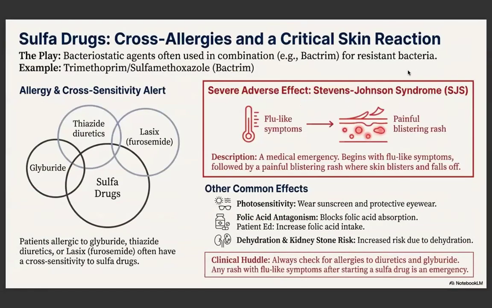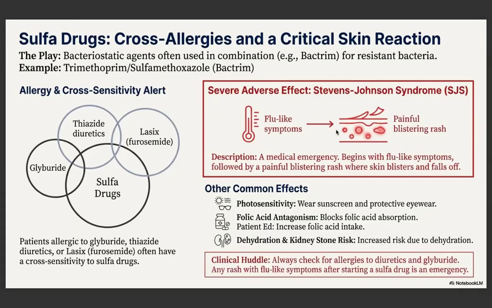So, sulfa drugs. Again, cross-sensitivity alert with glyburide and thiazide diuretics, so that's your hydrochlorothiazide, the calcium-sparing diuretic, furosemide, everything that is a diuretic. If you are allergic to a sulfa drug, you can also be allergic to those medications. So it's bacteriostatic, and Bactrim is very common, you've heard of Bactrim.